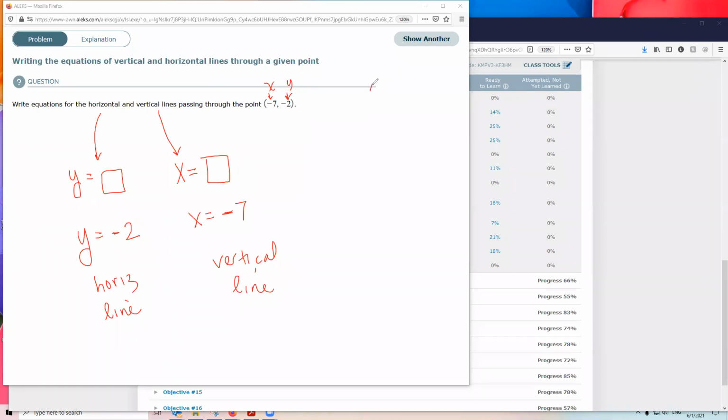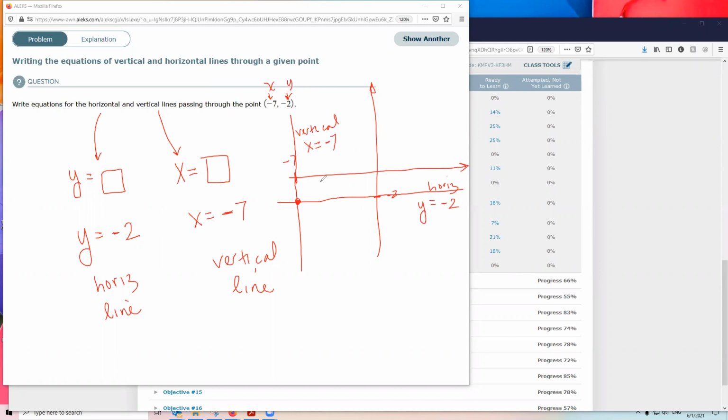So if I was to write or graph this, -7, -2 would be down here. Here's the horizontal line passing through that point. And here's the vertical line passing through that point. The equation of this horizontal line is y equals -2. The equation of this vertical line is x equals -7.